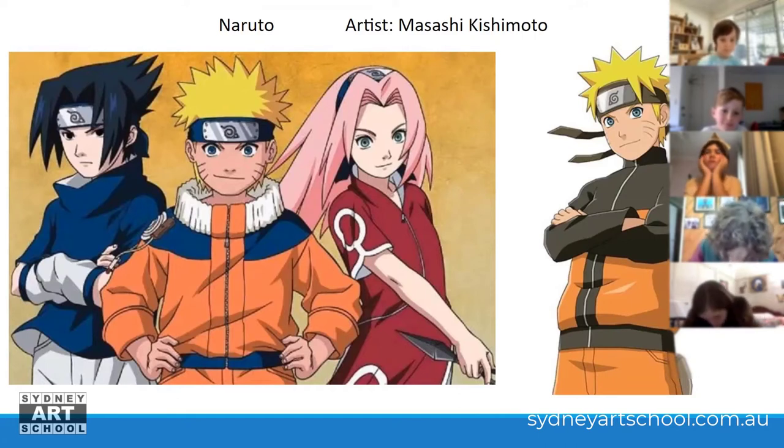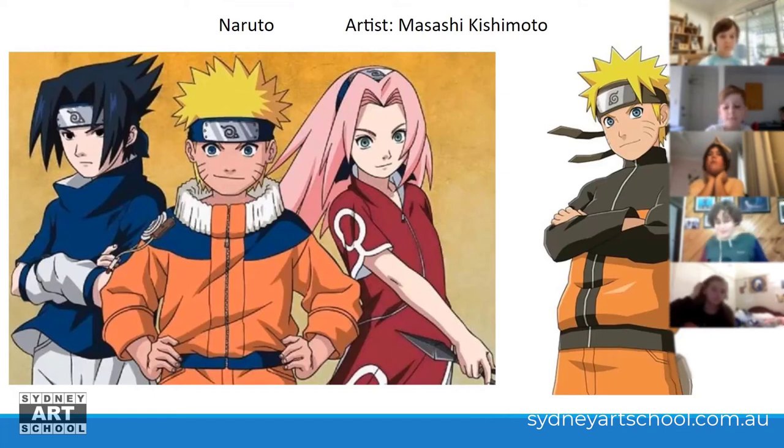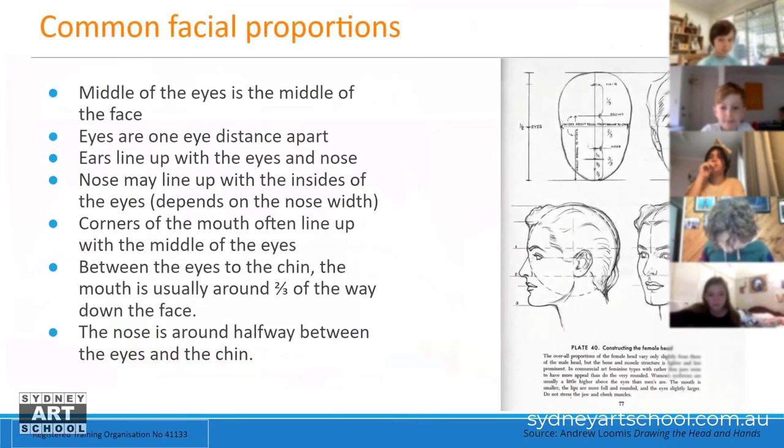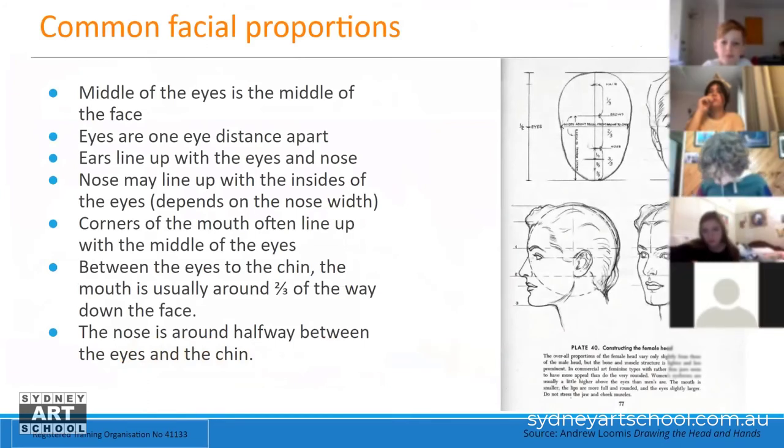So when you're drawing your character or designing your character or even copying a character, the place you should be starting is some of those facial proportions. So understanding how to construct the face and what the general proportions are so that you can consistently replicate them. So common facial proportions, and this is on adult humans. So this is on a normal human adult.